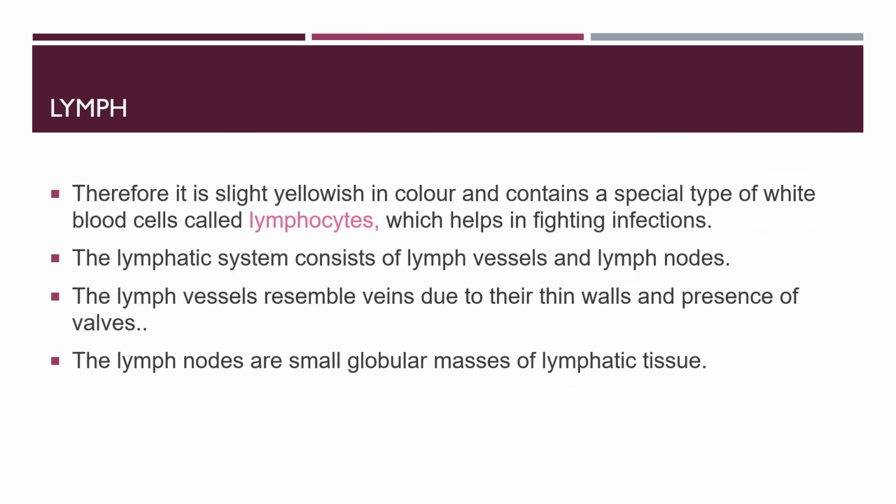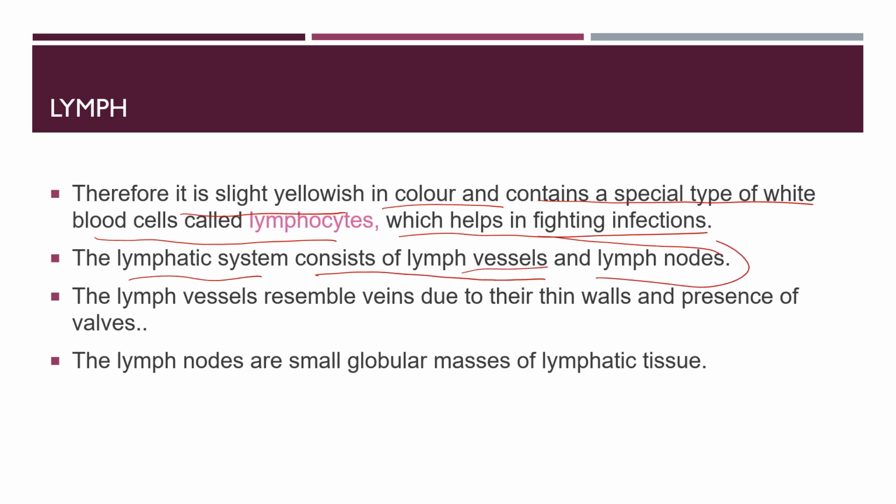Now what is lymph? We have already told in the previous slide; let us brush it up with a quick revision. It is a slightly yellowish colored fluid, and it contains a special type of white blood cells called lymphocytes, which help in fighting infections. The lymphatic system consists of the lymph vessels and the lymph nodes. Lymph is carried in several small vessels called lymph vessels, and they form lymph nodes also.